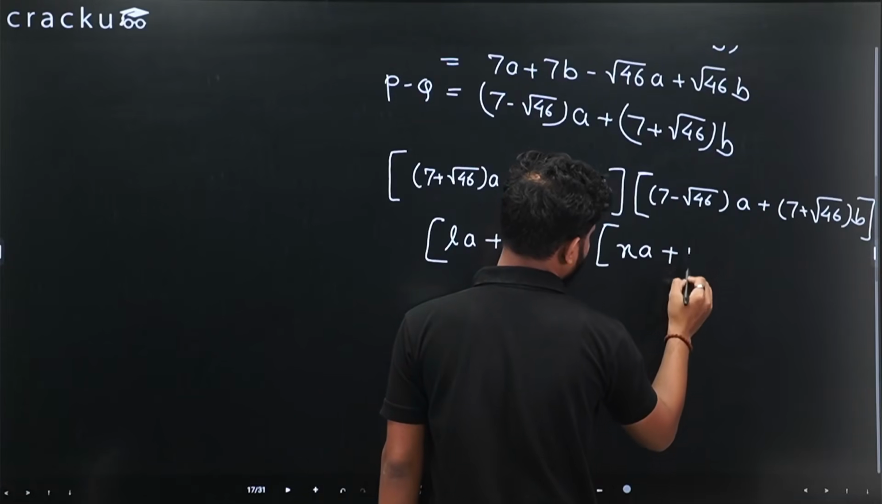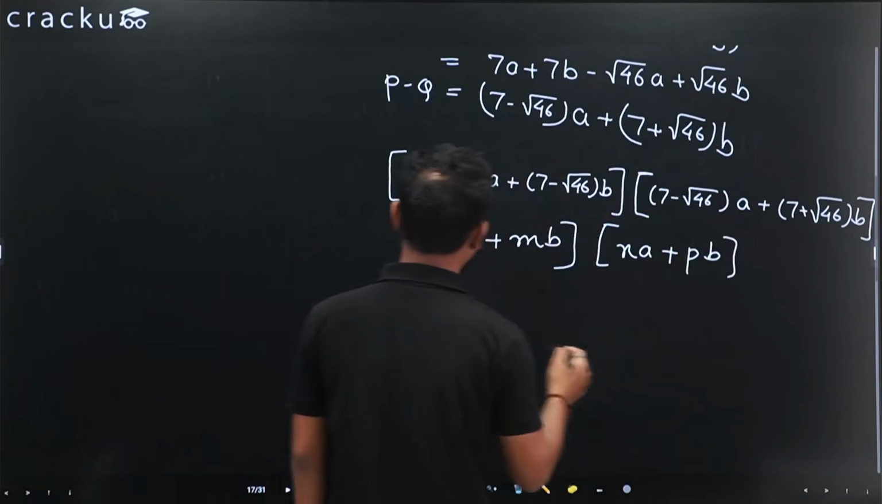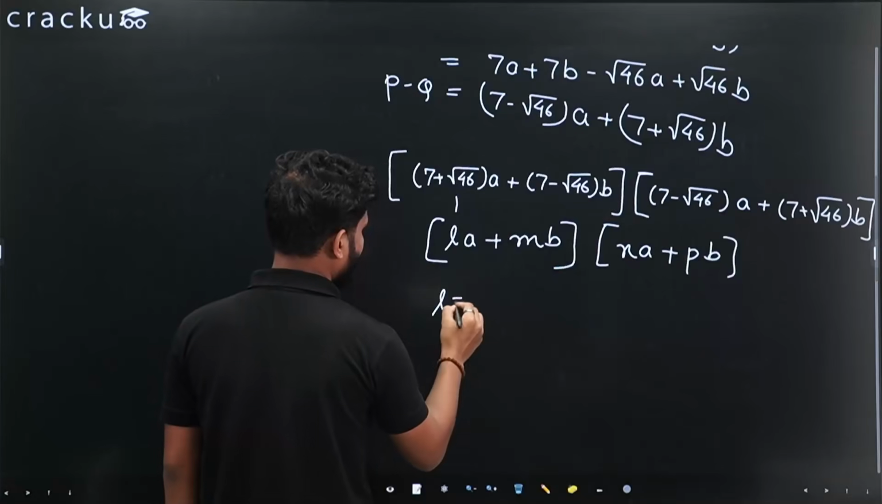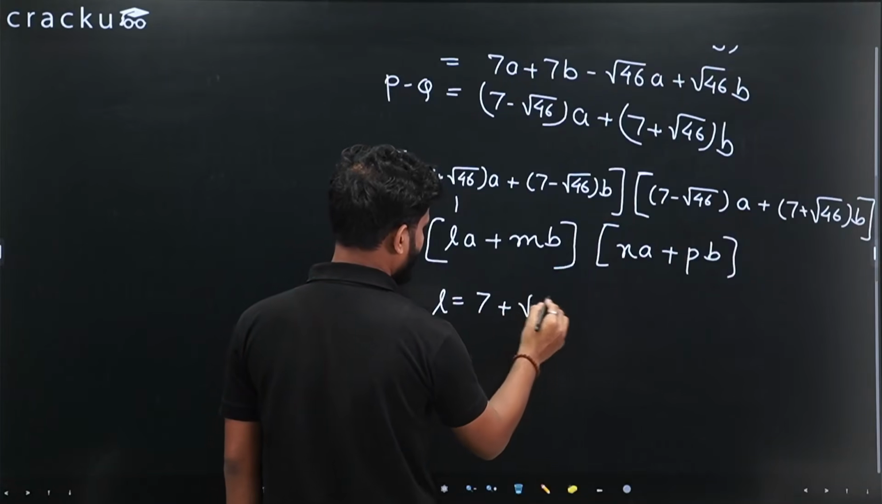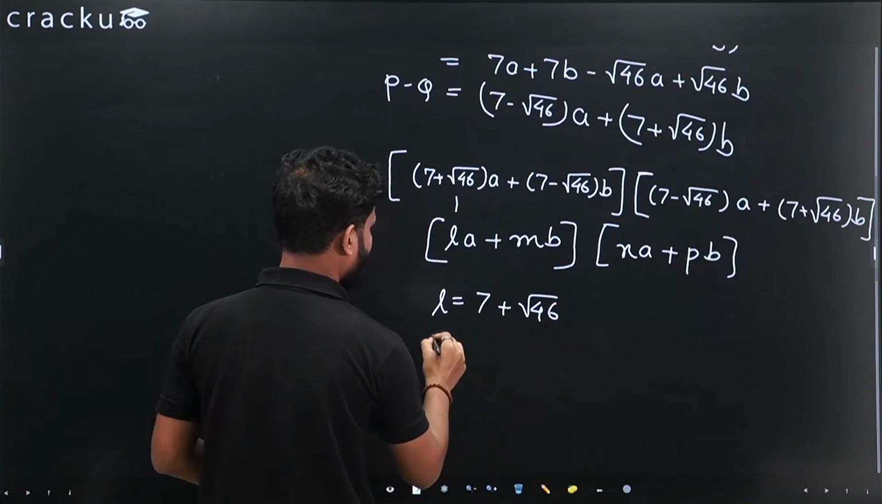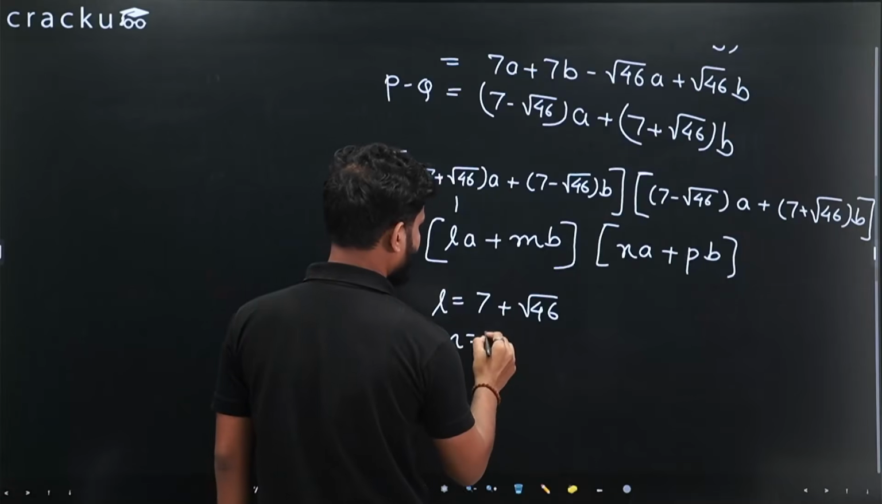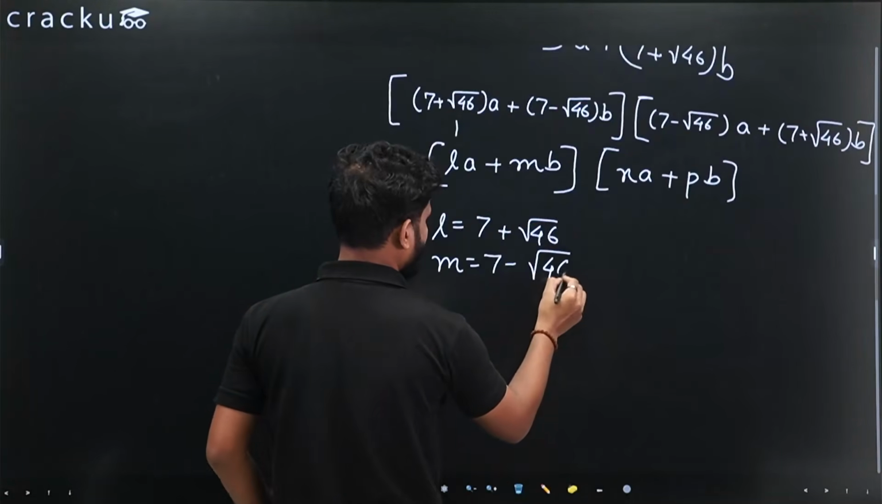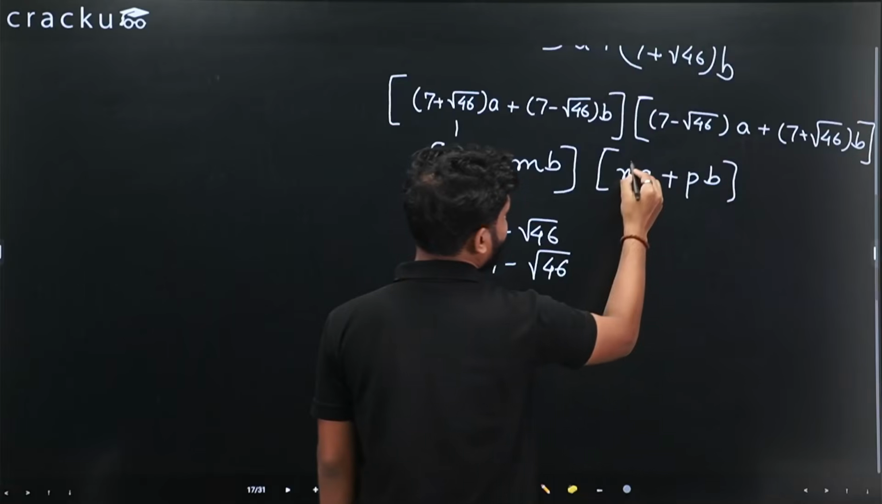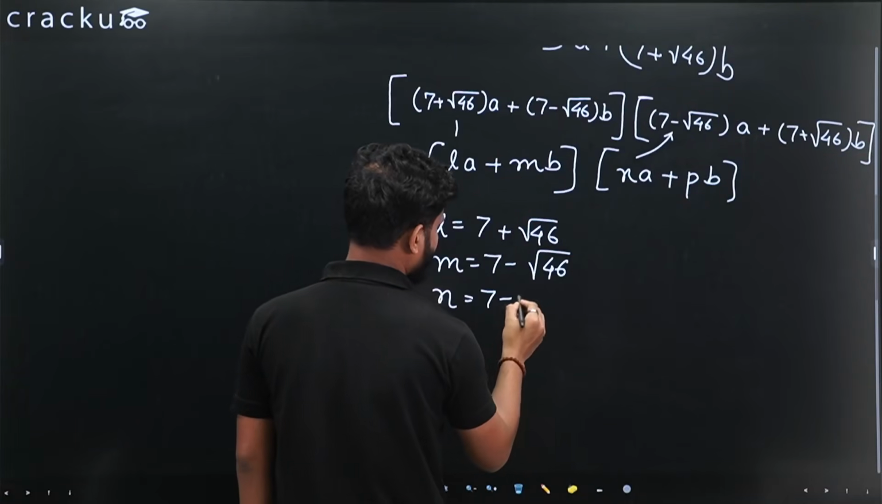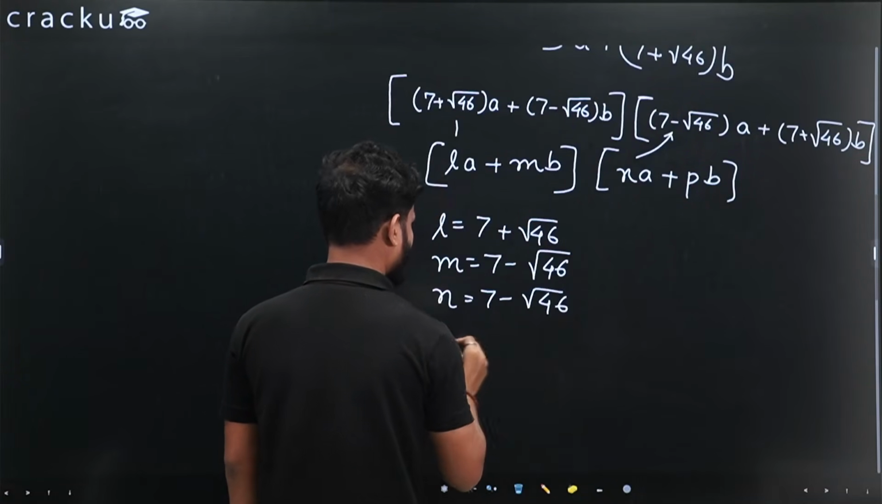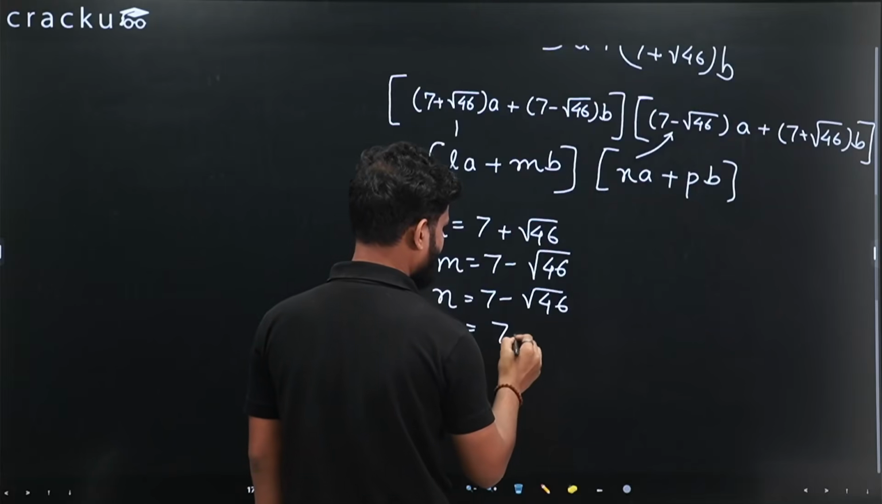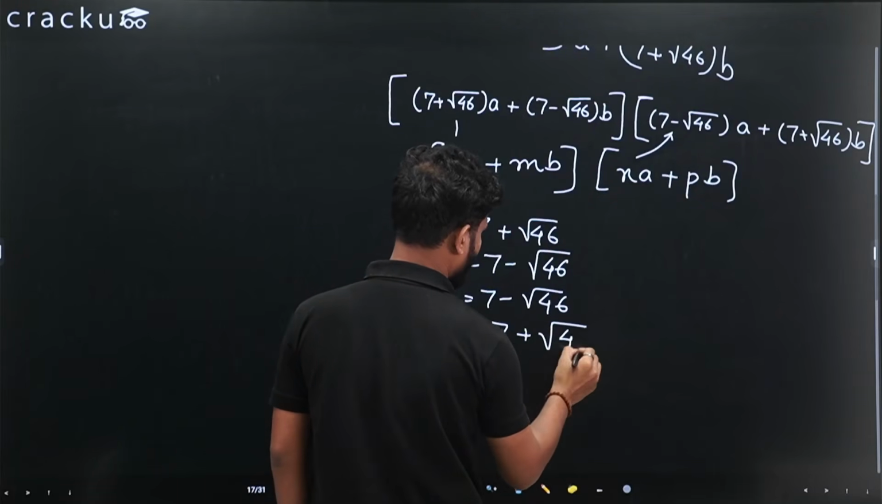(NA plus PB). What will be L? L will be 7 plus √46. What will be M? M will be 7 minus √46. What will be N? N will be 7 minus √46. And what will be P? P will be 7 plus √46.